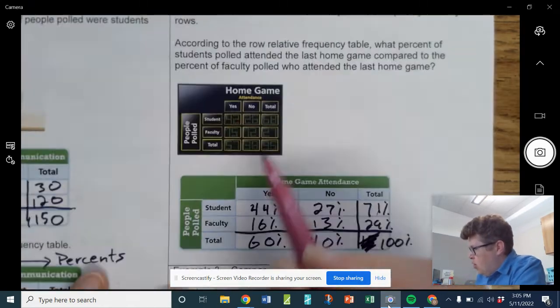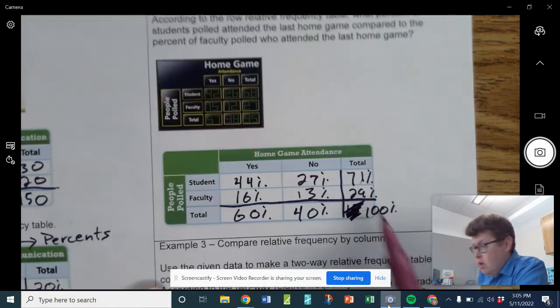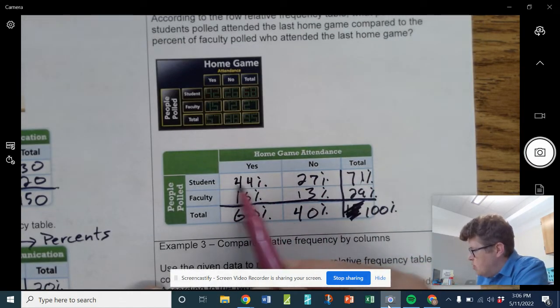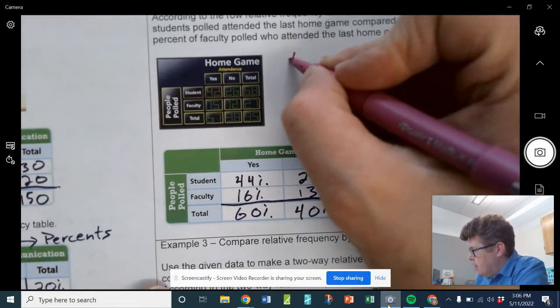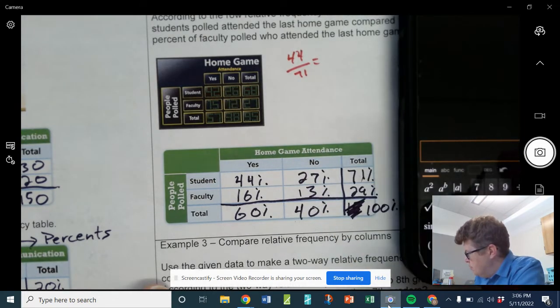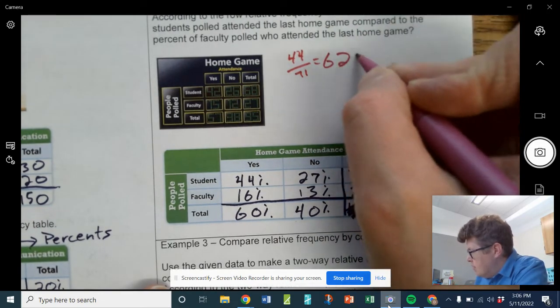Now, if we're talking about row relative frequencies, basically rather than comparing to this total, we compare this to this total, or the students who attended the home game versus the total number of students. So 44 divided by 71 gets us to 62% of students.